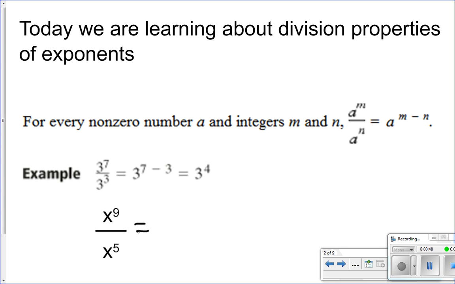So here's my example. I have x to the 9th divided by x to the 5th. Since they both have the base x, I'm going to subtract the exponents. 9 minus 5. And I get x to the 4th power. So it's pretty simple when you're dividing exponents. You just have to subtract them.